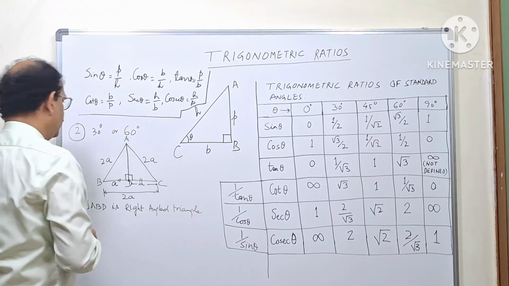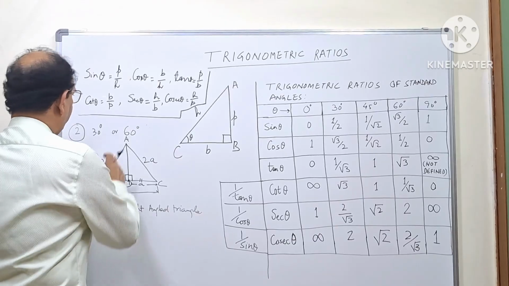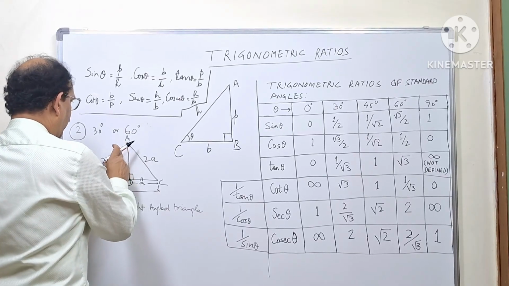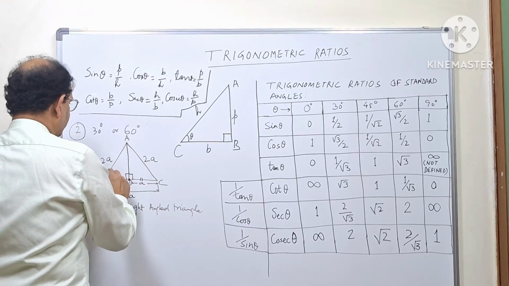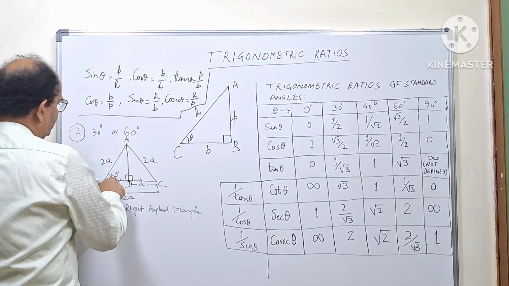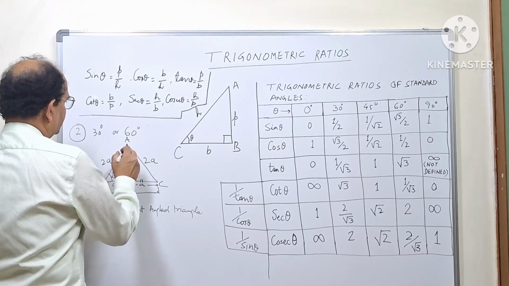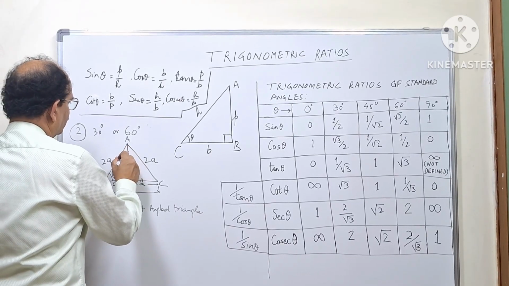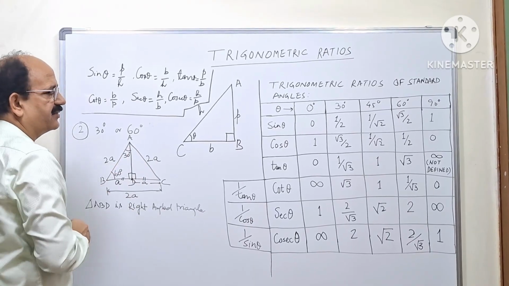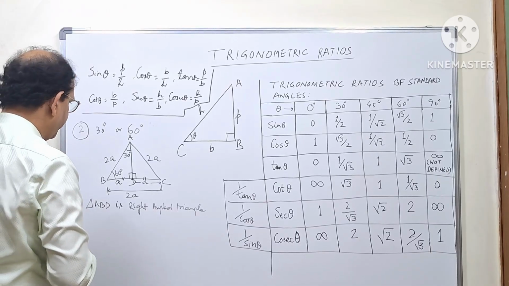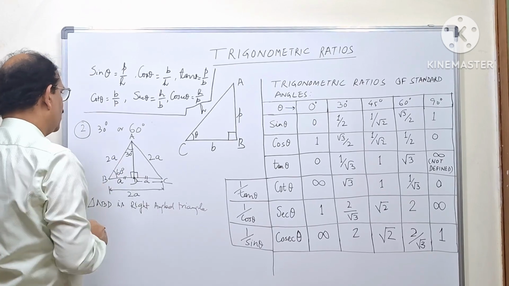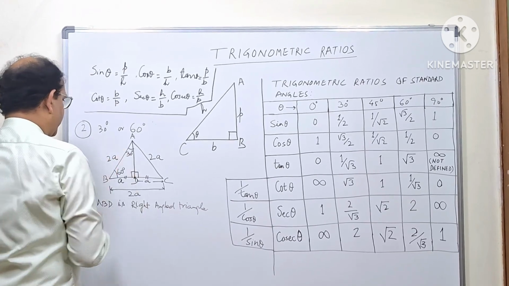Also, we know that because it is an equilateral triangle, all angles will be 60 degree. So this angle is equal to 60 degree. Now because this angle is 60 degree and this is 90 degree, naturally this will be 30 degree, because sum of the three angles in a triangle has to be 180 degree. Now let's try finding out the trigonometric ratios of 30 degree.